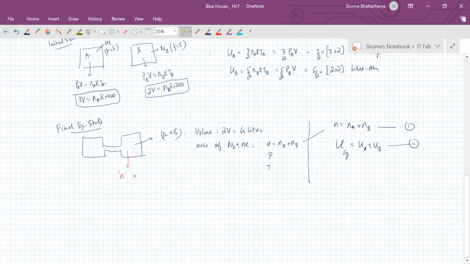Okay, so you have n moles of a mixture, nitrogen plus helium, at pressure P and volume 2V. So your equation of state becomes P into 2V is equal to nRT. Now if you compare this equation with these two equations and you apply the condition that N is equal to Na plus Nb, total number of moles is conserved. Okay. So N in this equation is equal to P into 2V divided by RT.